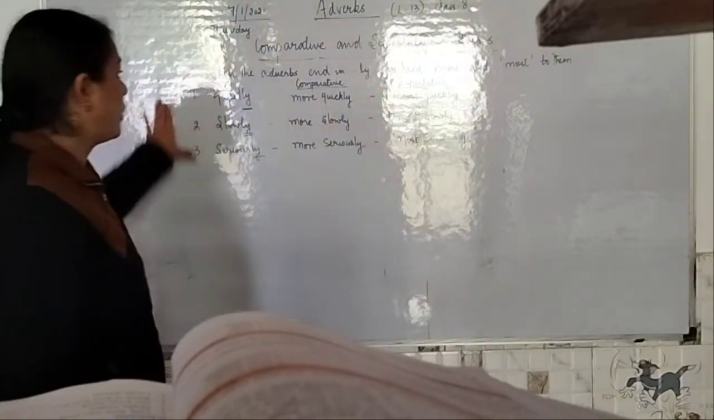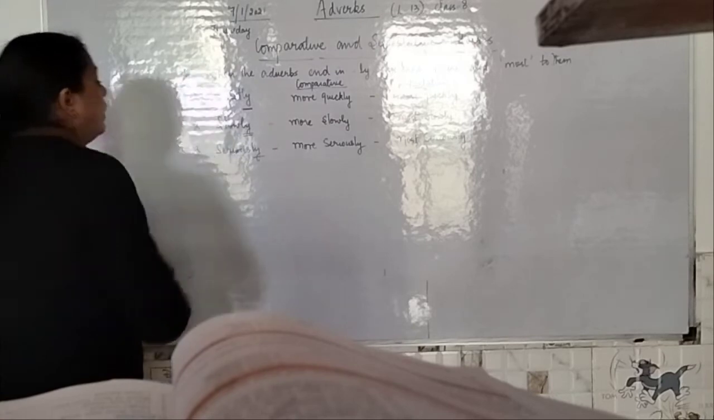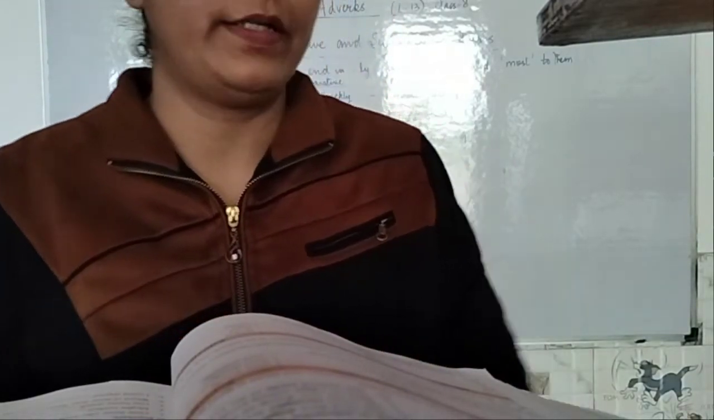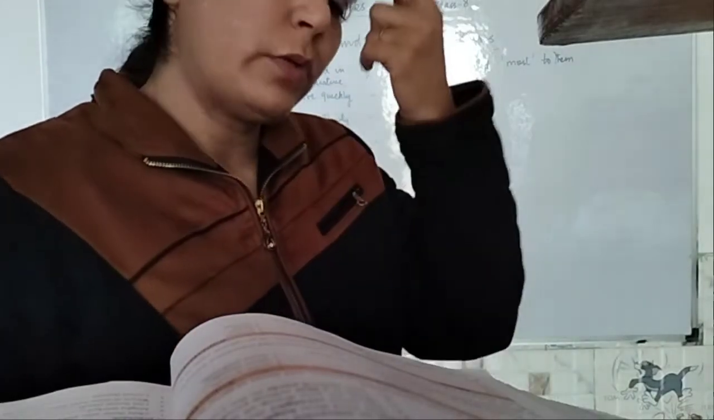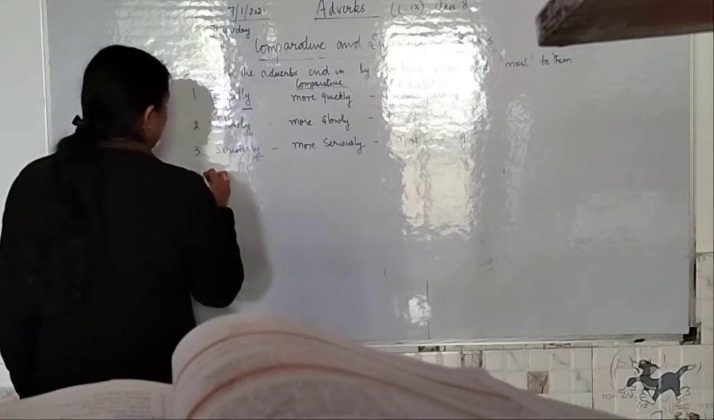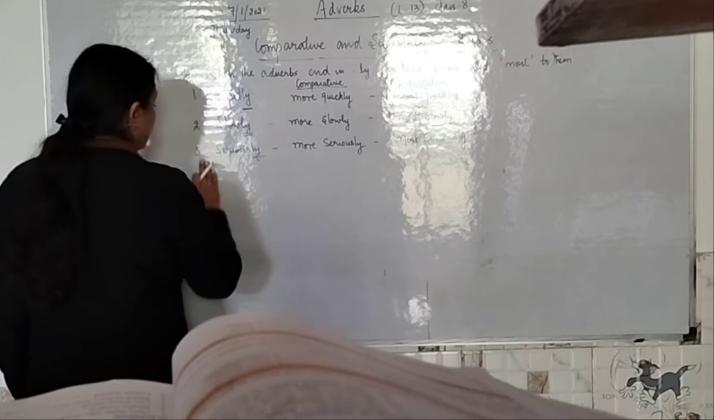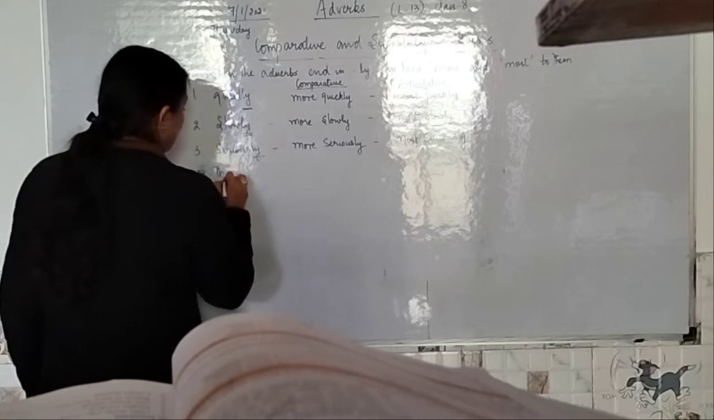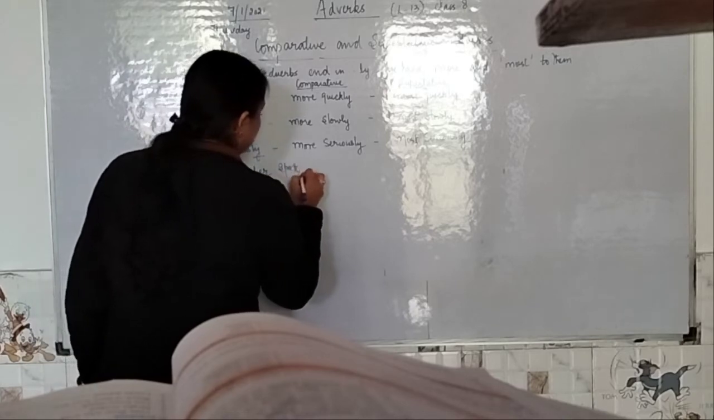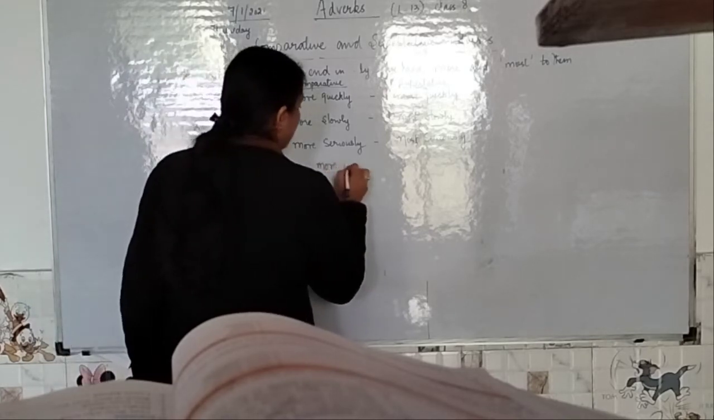Clear? So this point is clear to you? Now we will come to another point, when we add er to form the comparative or est to form the superlative. Like we can talk about this example: the teacher spoke more slowly.